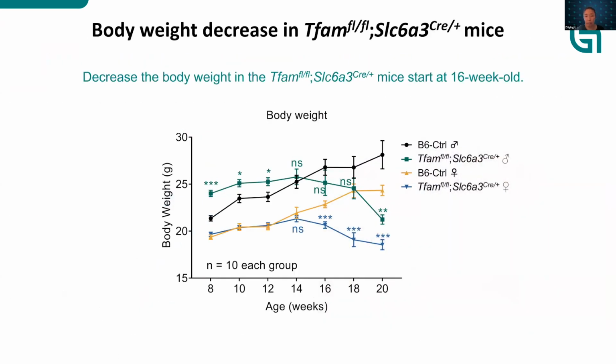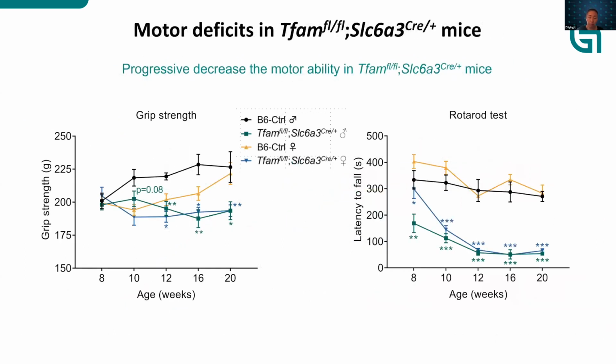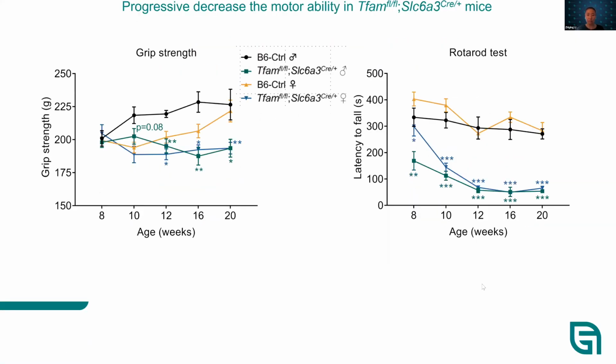And then we can see some body weight change due to the mutation, which is not so surprising because mitochondrial homeostasis is very important for metabolism. And on the behavioral side, the grip strength and the rotarod tests seem to show that these animals do have motor function defects. In particular, the rotarod test has been very profound for both males and females at the ages that are indicated in the plots.